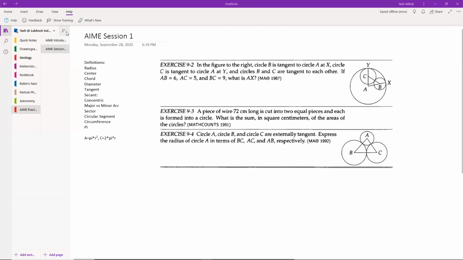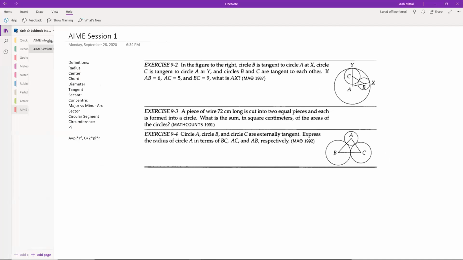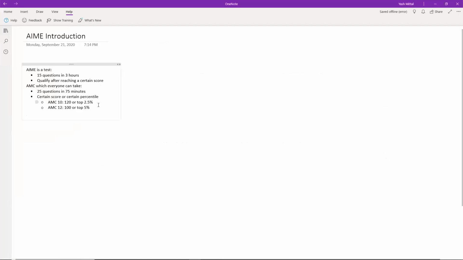All right, so let me start sharing my screen really quickly, and it will just show up right here. Oh, sorry, let me go back to the introduction. This is mainly all the introductory info.